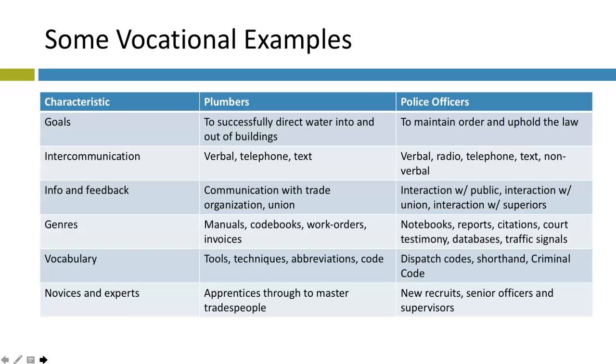Let's switch now to a couple of vocational examples. This chart shows how two very different occupations, plumbers on the left and police officers on the right, can also be examined as discourse communities. You are also welcome to pause the video here if you choose, so that you can see how each occupation can be understood as a discourse community. And by the way, this might be helpful to you in terms of your discourse community analysis, because we're asking you to choose a community in the field you are currently working towards.